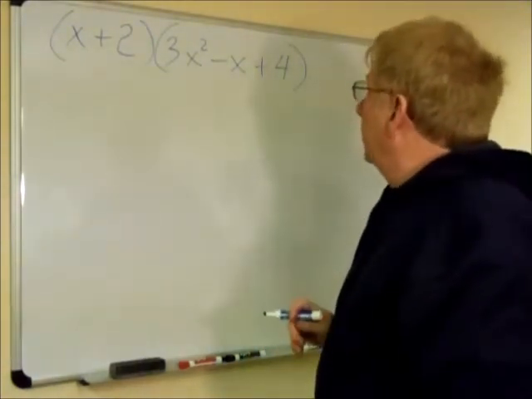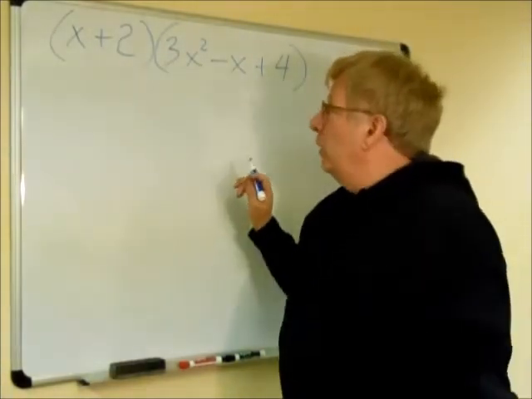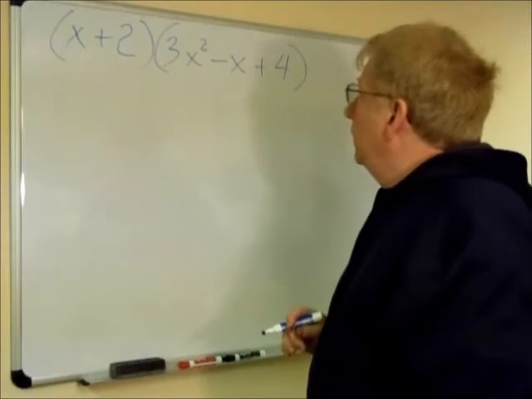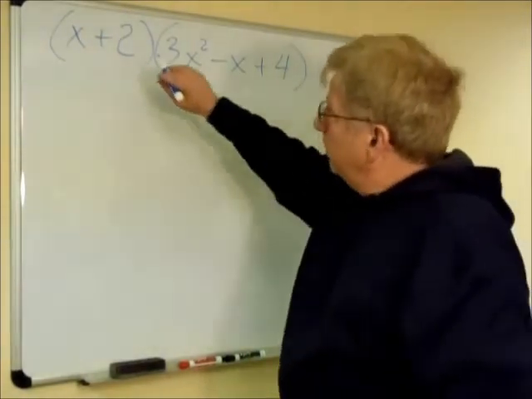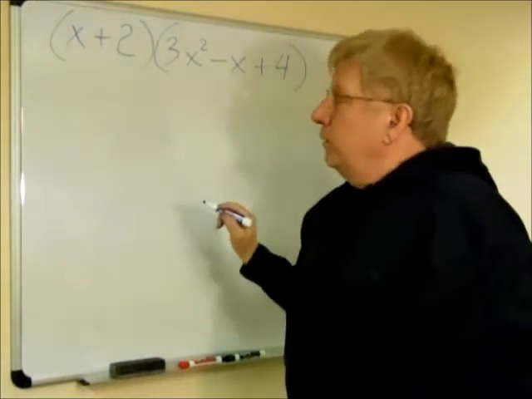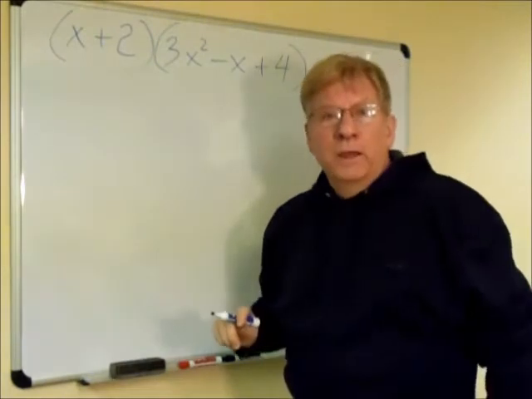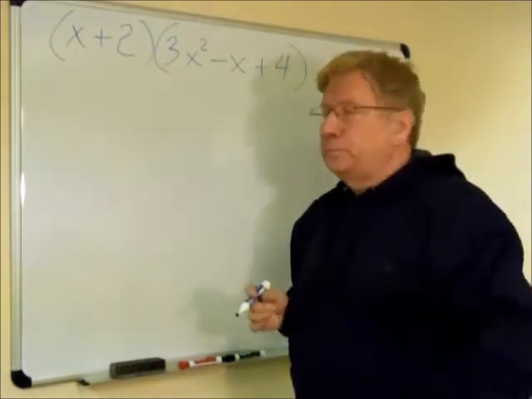Second, we're not going to use FOIL because we don't have two binomials, but we are going to distribute. And what that means is we're going to distribute x times each of these terms, and then distribute 2 times each of these terms. And then we're going to add those two together.